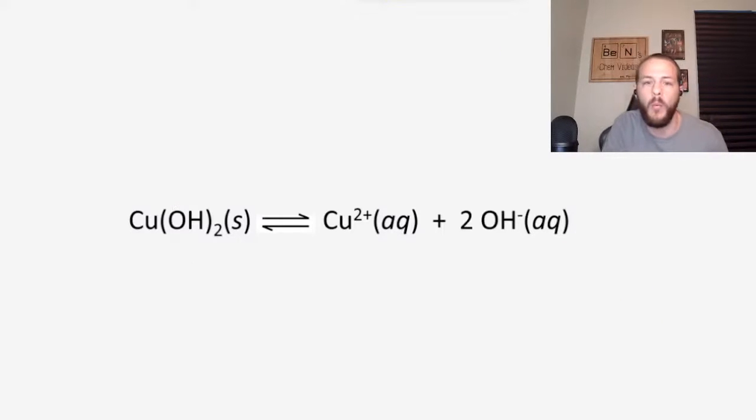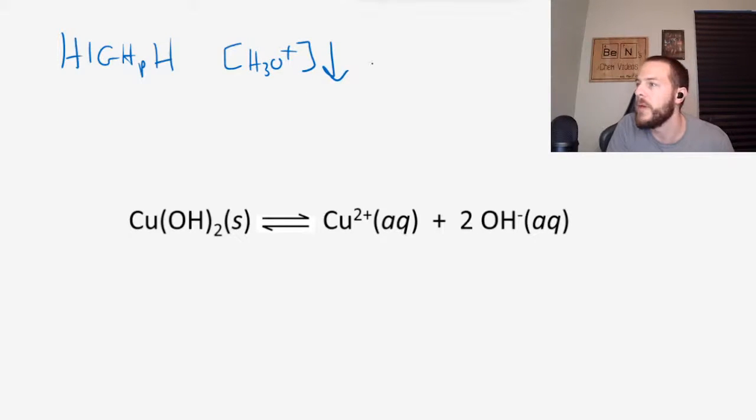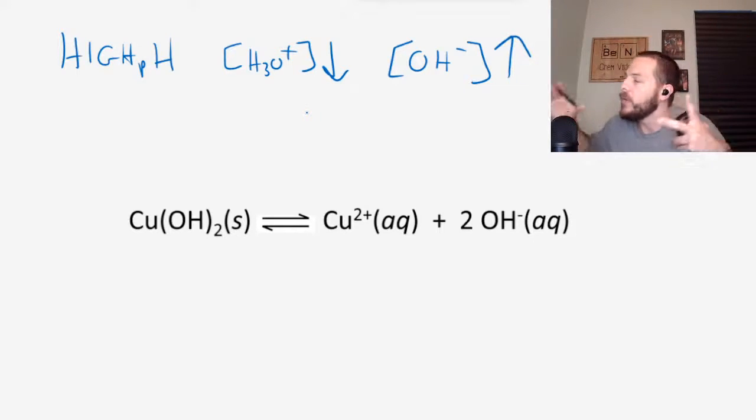Well, let's think about what pH actually is, right? So if the pH is high, right? If we have a high pH, what does that mean in terms of our hydronium and hydroxide concentrations? That means that our hydronium concentration, H3O plus, is very low. I'll just indicate that by using this downward arrow here. And our hydroxide concentration, our OH minus concentration, is high. That's what a high pH means. It means that your hydroxide concentration is high and your hydronium ion concentration is low.